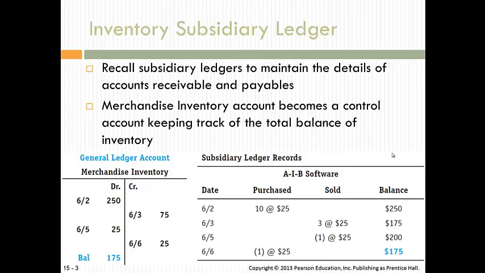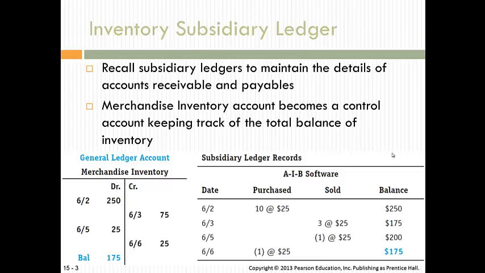On June 3rd, the business sold 3 of those packages. Notice it says 3 at 25. That means it sold 3 of the packages it previously purchased for $25, but this has nothing to do with the cost to the customer. Part of the journal entry to record this transaction includes a credit to merchandise inventory. The balance in the column on the right side is the running total of the cost of the inventory. We started with $250 worth of software, and after selling 3, we now have $175 worth of software.